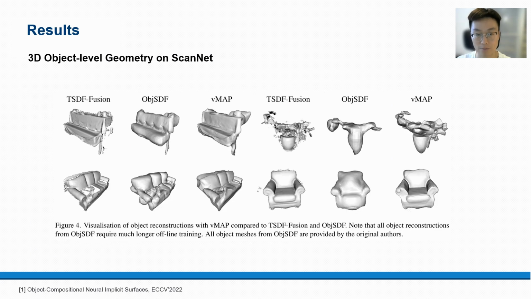We also compared object-level performance against classic TSDF fusion and Object SDF on the real-world dataset ScanNet. Object SDF is trained offline without depth info, while vMAP is online mapping with the help of depths.